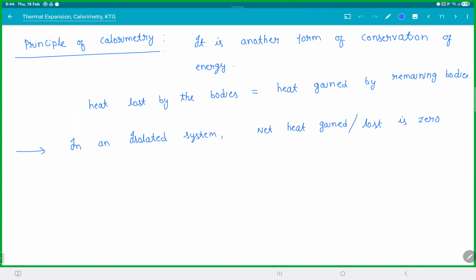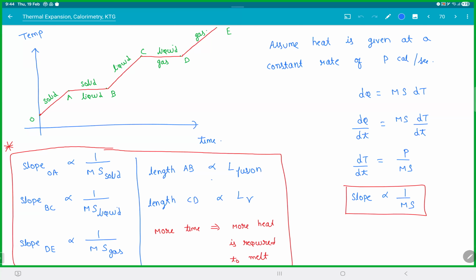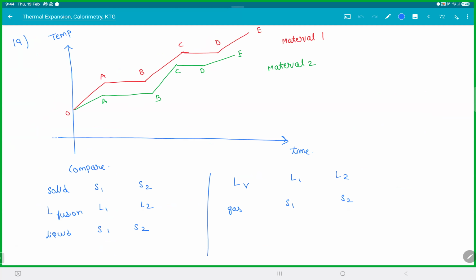You can have a look at this once in case you forgot. So higher the specific heat capacity, lesser the slope. Meaning, think about it logically. What do you mean by higher specific heat capacity? It is more difficult to change the temperature. That means you have to give more heat or more time to change the temperature. So slope will be obviously lesser. So looking at these two graphs, you have to tell me which one is greater and which one is lesser.